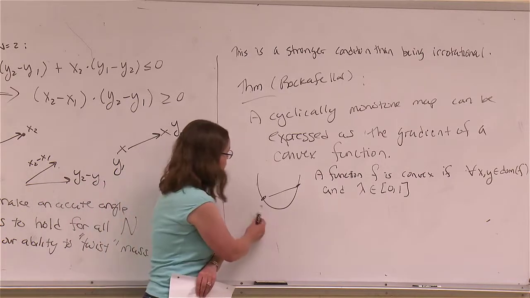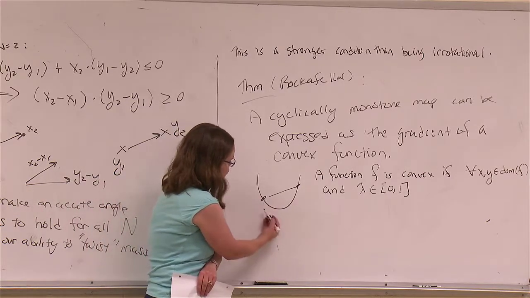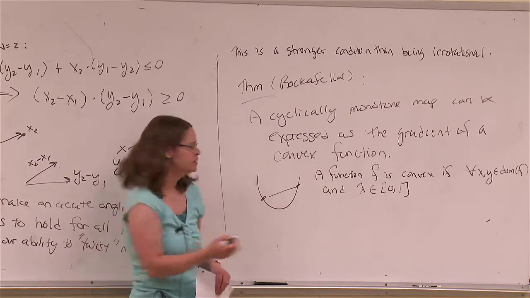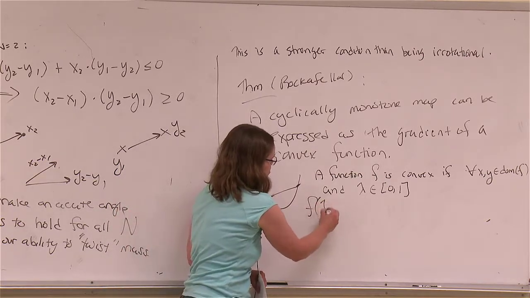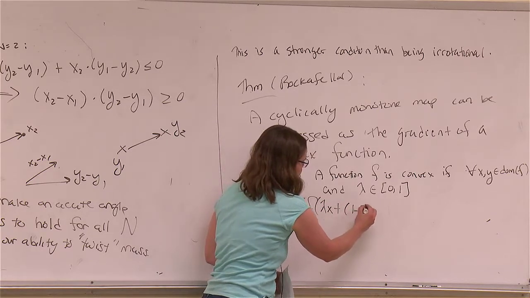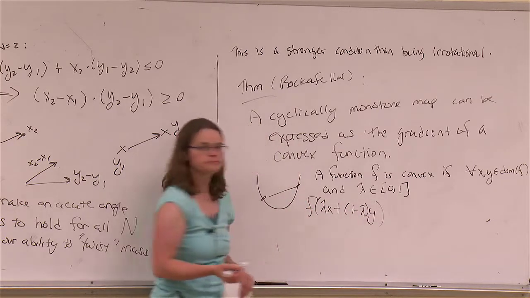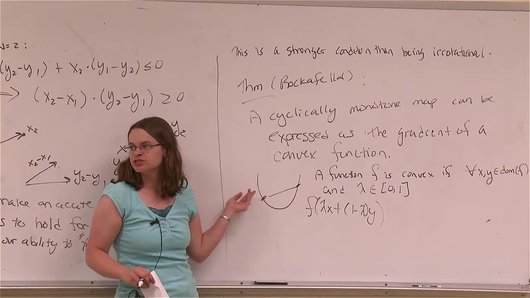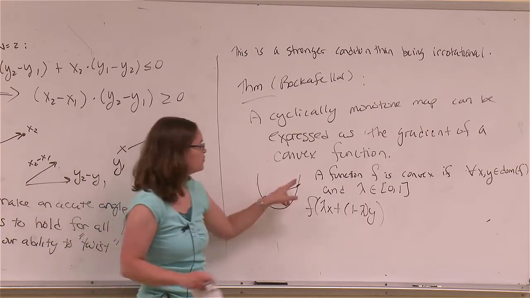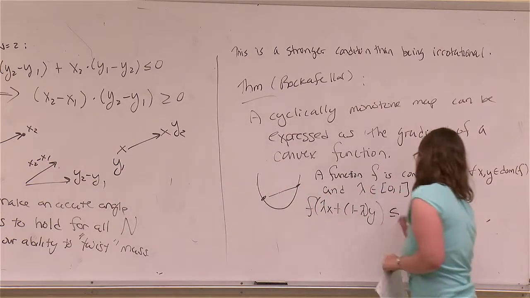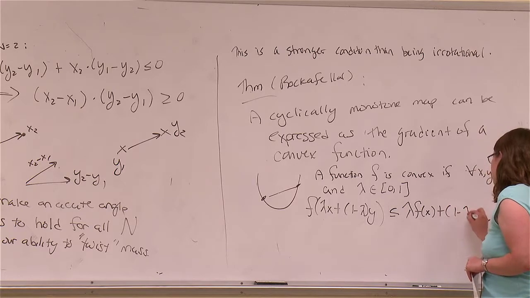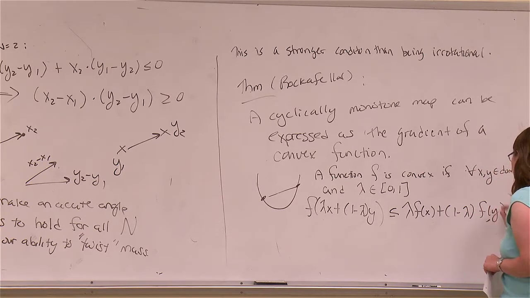Okay, so what are we looking at? We're looking at the value of the function somewhere between here and comparing it to the value of the secant line at the same point. The value of the function is f of lambda x plus 1 minus lambda y. And this better be below the value of the secant line, which is just connecting these 2 points, f of x and f of y. So this is less than or equal to lambda f of x plus 1 minus lambda f of y.